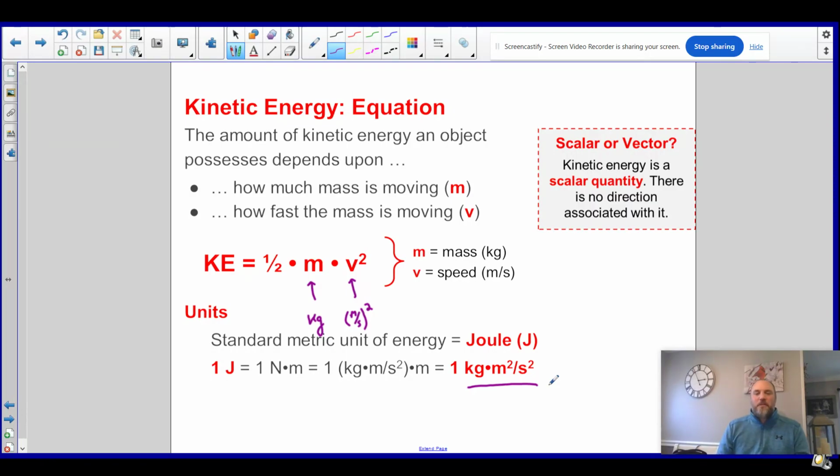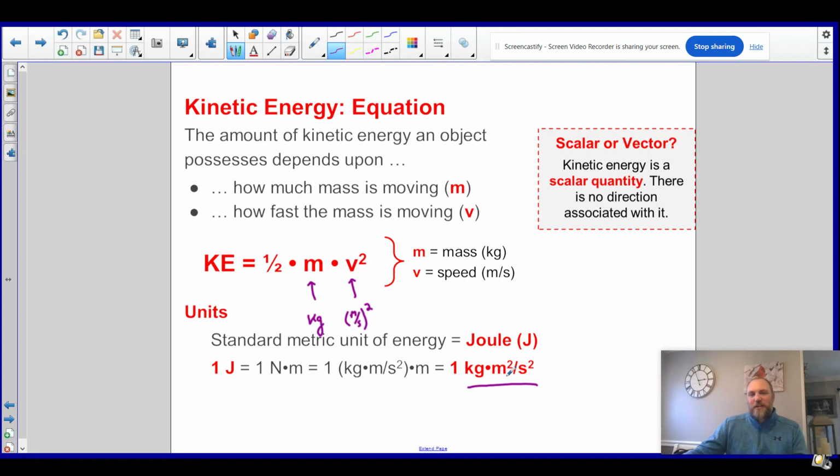We don't have to say that every time. So when we have a longer unit like this, we typically just name it after a scientist. And in this case, we're going to call that a joule. So the unit that we use for energy is a joule. It's also saying here that a joule is equivalent to a Newton meter.